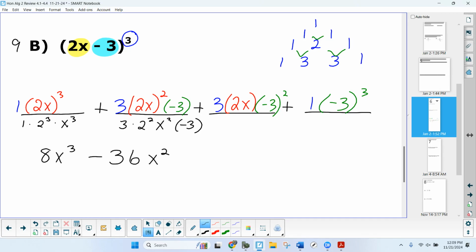All right. How about this one? What are you guys going to multiply here? 3 times 2 times -3 squared, or times 9. So what's 6 times 9? 54. And then what is 1 times negative 3 to the third? Negative 27. All right. Questions there? Did that help you, Mitch?